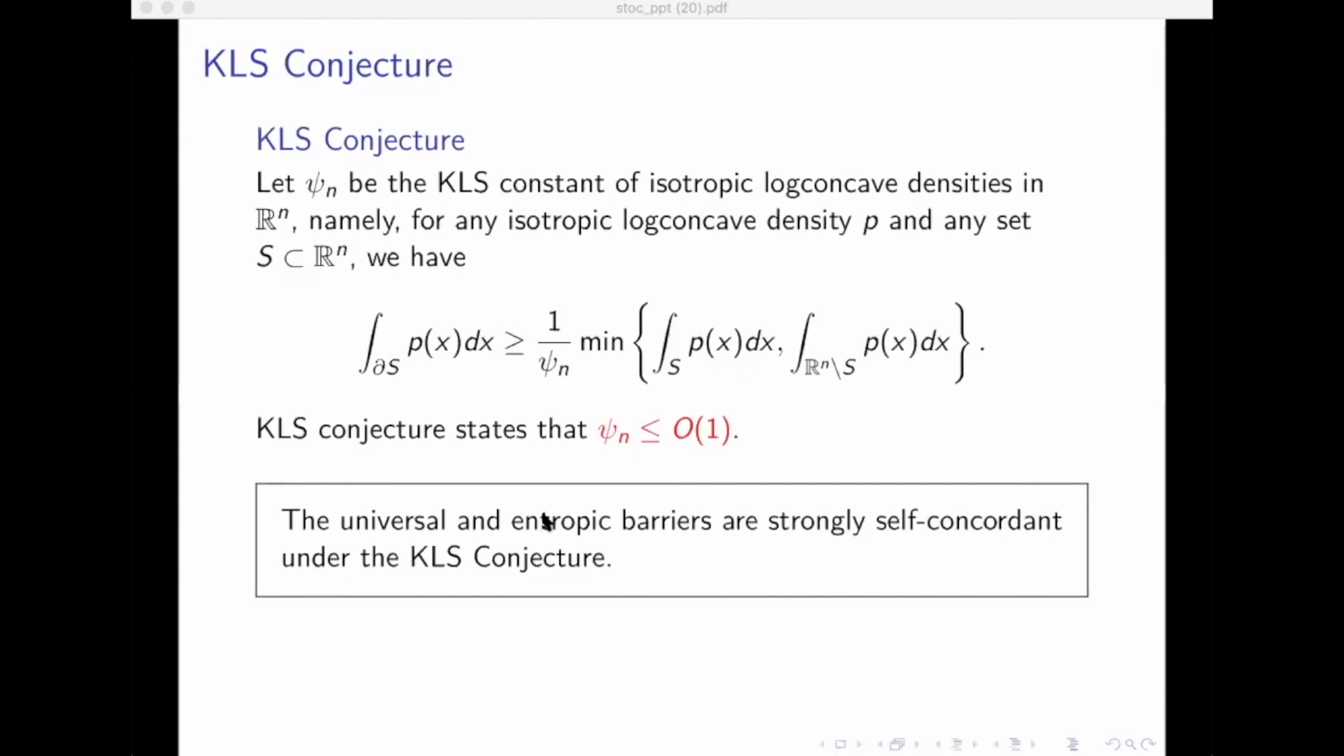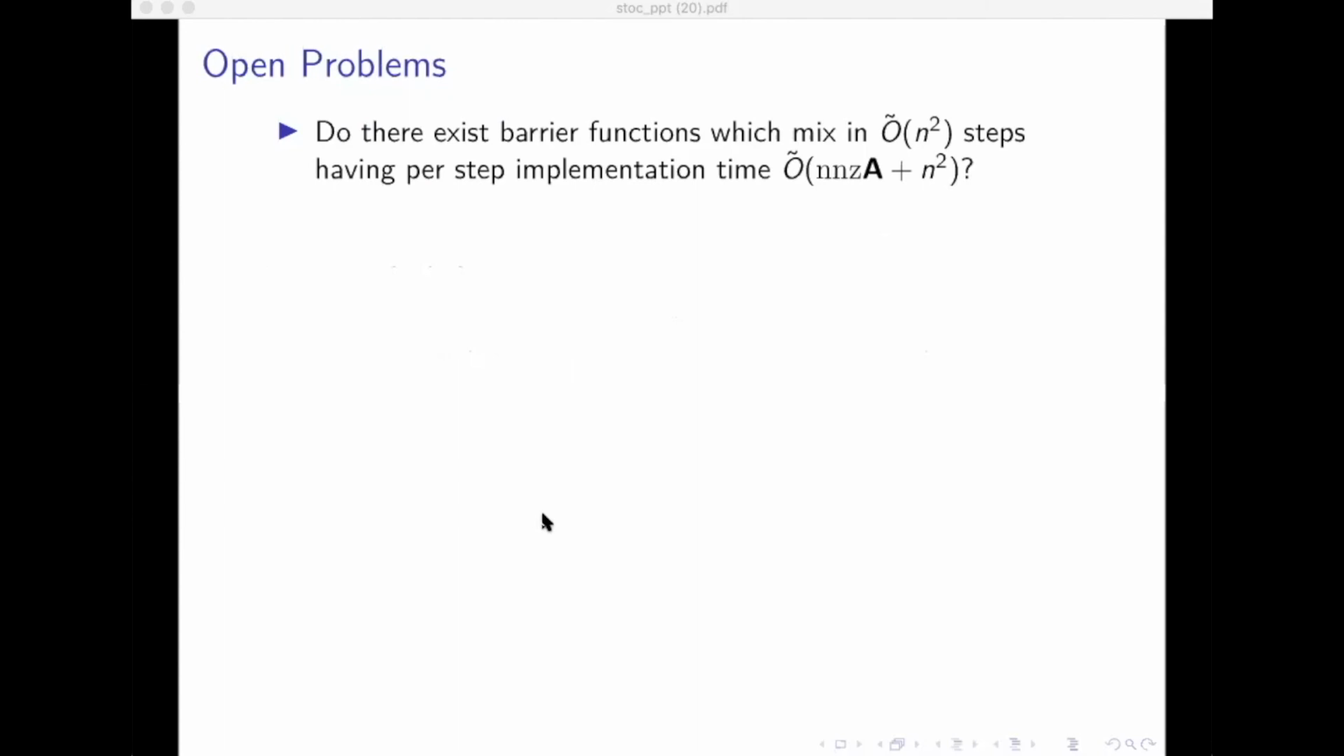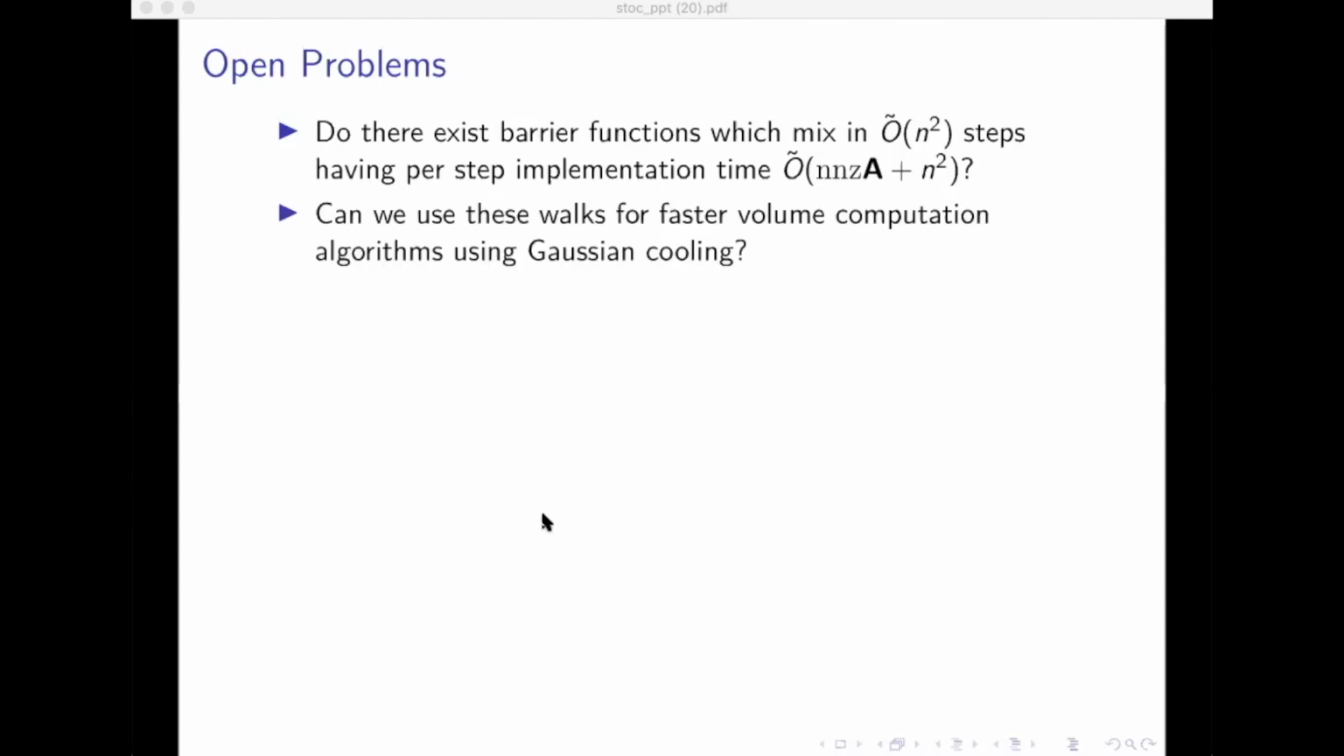A few open problems to consider. Do there exist barrier functions which make order n squared steps, and each step can be implemented in time order n squared plus number of non-zeros in A? Can the Dikin walk with the LS matrix be used to make algorithms for volume computation faster? For example, using it as a component in the Gaussian cooling algorithm. Is the mixing rate of the Dikin walk with the LS matrix order n?